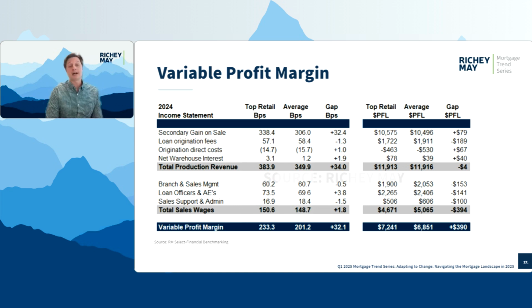And so by variable profit margin, we just simply mean it's your total production revenue less your sales compensation, and that's what we're defining as variable profit margin. You might have other things that you want to look at internally. You might want to look at marketing spend or other technology spend that's direct and variable as part of this. But for simplicity's sake, we're just looking at it from this lens. So this really illustrates something very interesting when we look at the basis points and the dollars per loan.